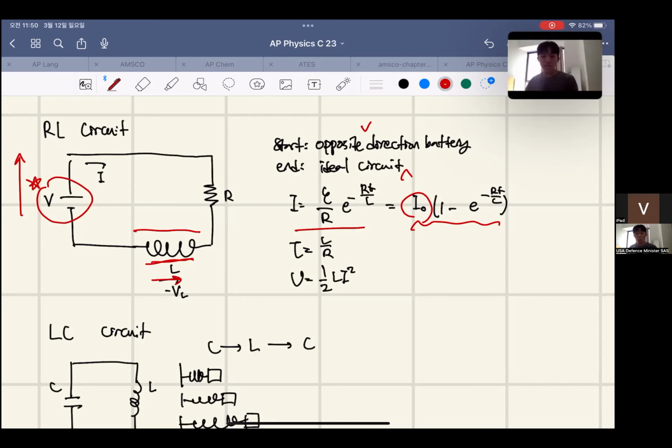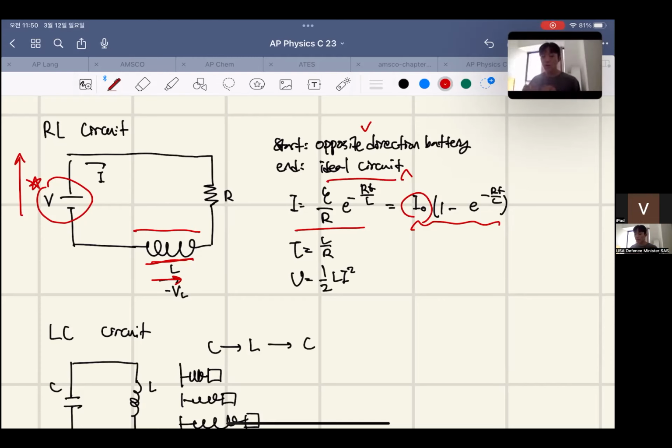Because basically the whole point of an inductor, again, is to decrease the amount of current that's flowing initially. And as time goes on, the voltage created by the inductor decreases, which increases the amount of current flowing in your circuit. So of course, after an infinite amount of time, you would have the maximum amount of current flowing. In other words, the current is at maximum after infinite time, when the inductor simply works as an ideal circuit.